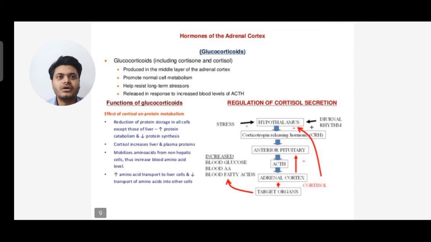You can see the hormones of the adrenal cortex, the glucocorticoids, and their functions here. The hypothalamus stimulates the release of corticotropin-releasing hormone, which goes to the anterior pituitary. Then it activates ACTH, which acts on the adrenal cortex and then the target organs.